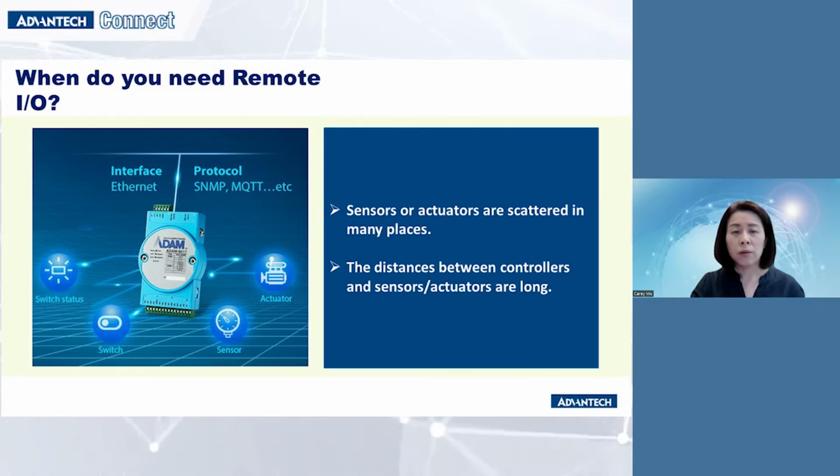So when do you need remote I/O? With the following conditions, remote I/O modules are the choice for you. First, when the sensors are scattered in many places, and it is not possible to configure a set of controllers at each location, which would be too expensive and not efficient. Or the distance between the controllers and sensors is long. The signals will be easily disturbed by noise, resulting in increased data errors. Therefore, deploying remote I/O close to sensors to transmit data to controllers can greatly reduce the cost and time.